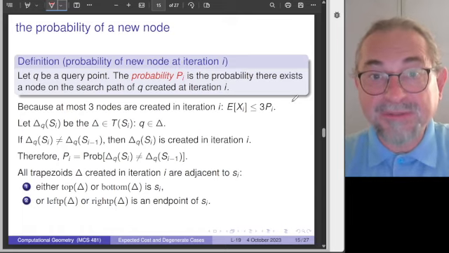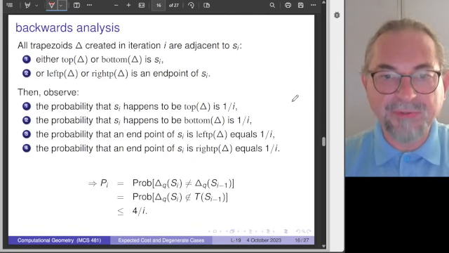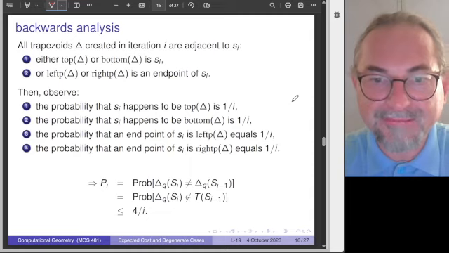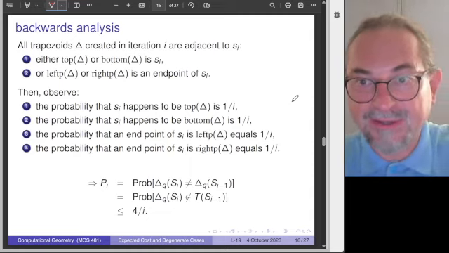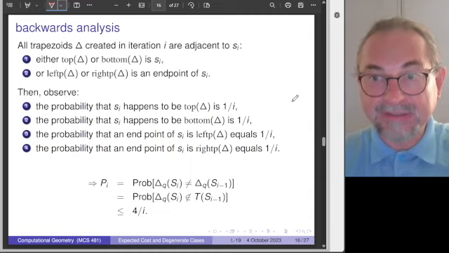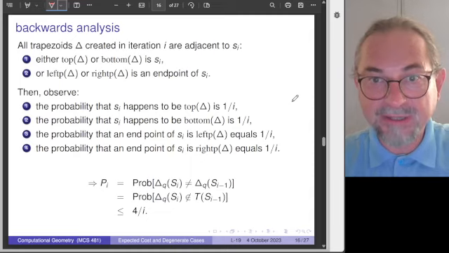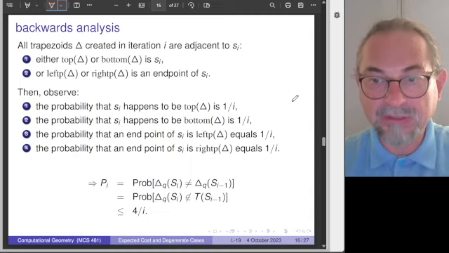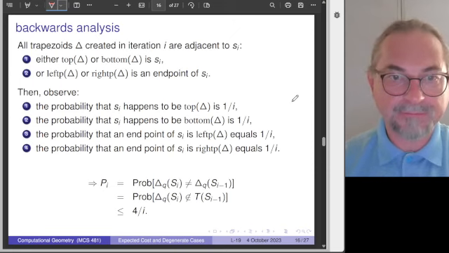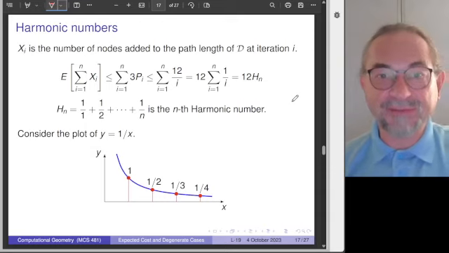So the capital PI is here defined in words, but numerically we have a bound on that probability, and that is 4 over I, and that is obtained reasoning backwards. So we have a new trapezoid in the ith iteration, then it's related in 4 different ways to the new line segment, the SI. Okay, the harmonic numbers, where do they come in now? So that was kind of magical.